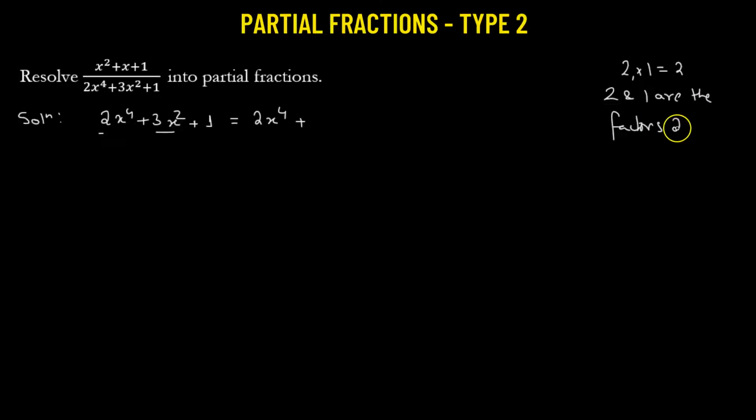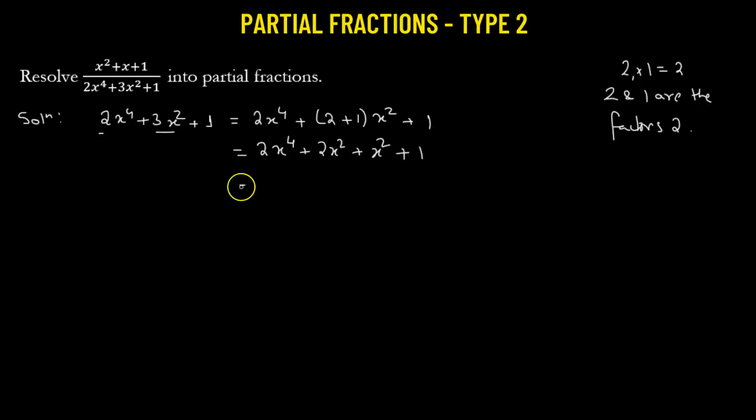So using these two factors, 2 and 1, we can rewrite 3. So 3 can be expressed as 2 plus 1, where 2 and 1 are the factors obtained by multiplying the coefficient of x raised to the power of 4, which is 2, and the constant term, that is 1. So this gives us 2 times x raised to the power of 4 plus 2x squared plus x squared plus 1. Now we have 4 terms.